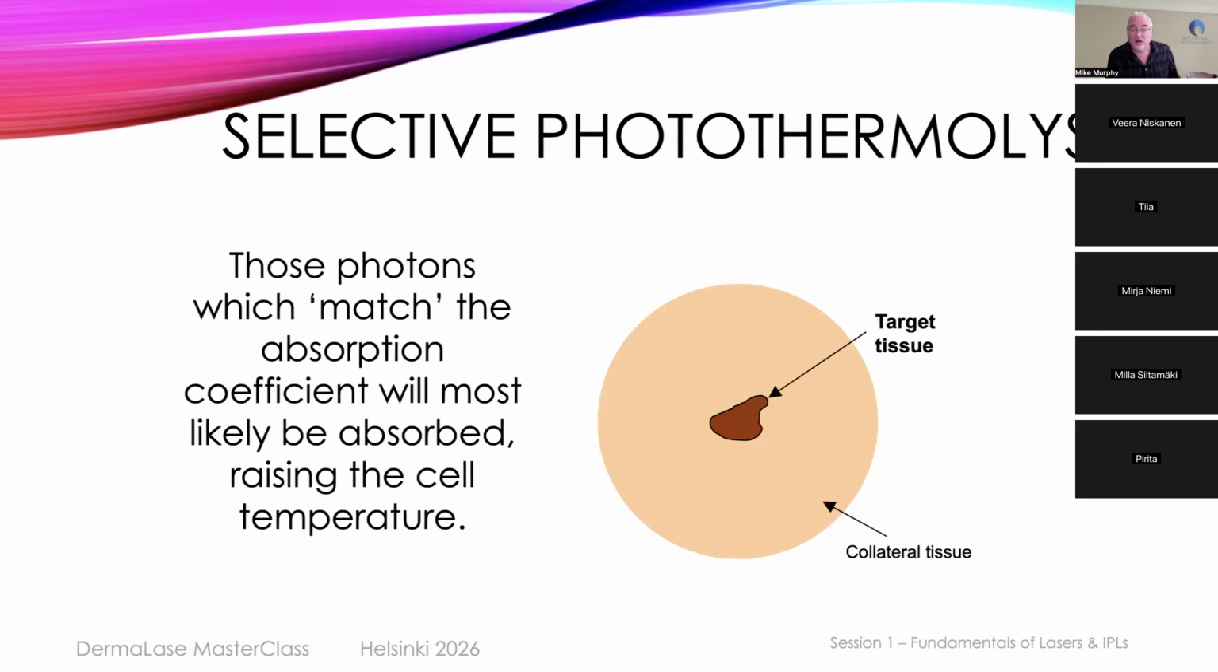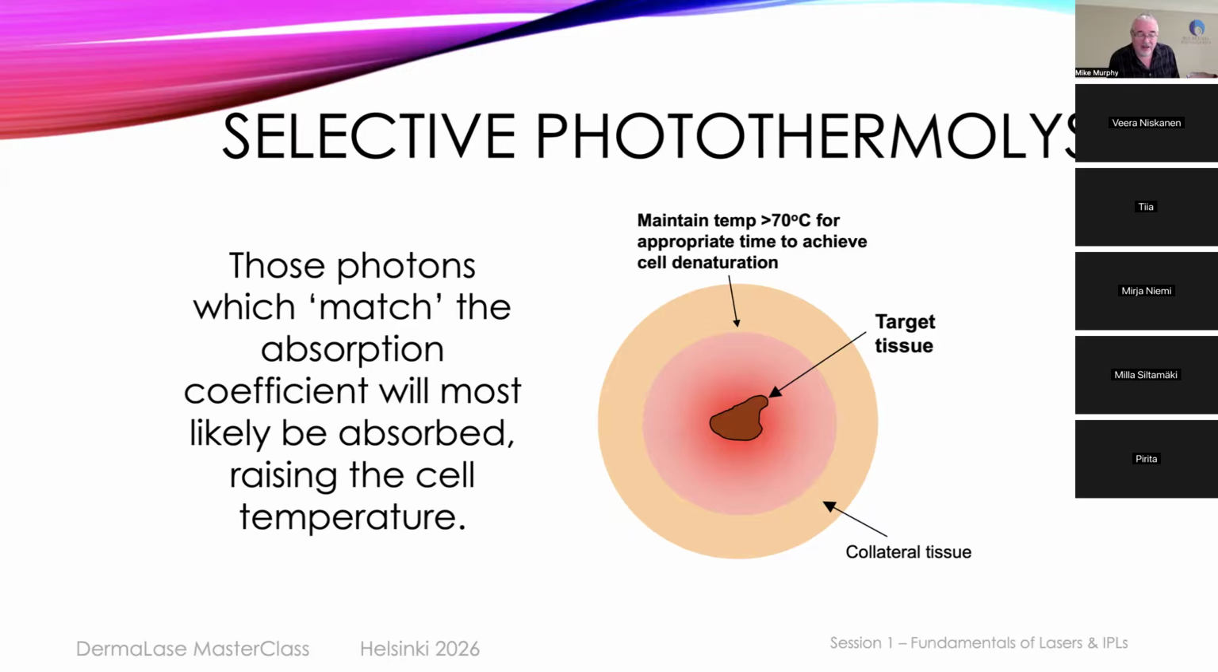All right. So selective photothermolysis is a bit like this. You fire in your photons at some target. Doesn't matter what, it can be melanin or hemoglobin or whatever, tattoos, and you're trying to raise the temperature of that target, and you have to keep it above, well, if it's proteins, so melanin, hemoglobin, etc., you have to keep it above 70 degrees Celsius for a certain length of time to achieve a sufficient amount of cell denaturation. If you don't keep it above 70 for that length of time, you will only kill a few cells and the target will survive and grow back.